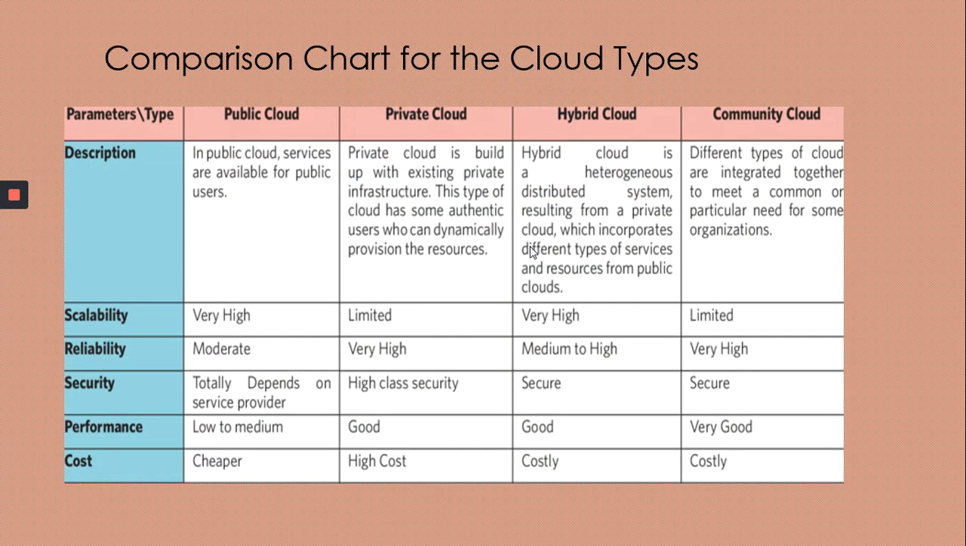So the first one is the comparison chart for the cloud types. As we saw in the last video, there are four types: public cloud, private cloud, hybrid cloud, and community cloud. So what is the public cloud? Generally, these are services available to public users who have credentials for the public cloud vendors, and they are able to access it. That is a public cloud. For example, AWS, Azure, Google, IBM Cloud, Alibaba Cloud, or Oracle Cloud.